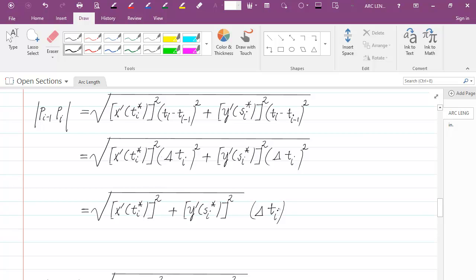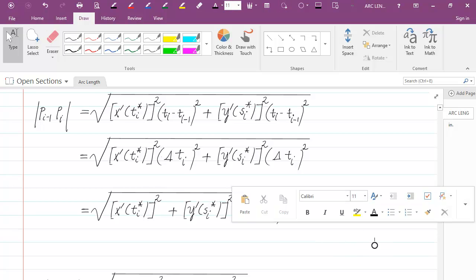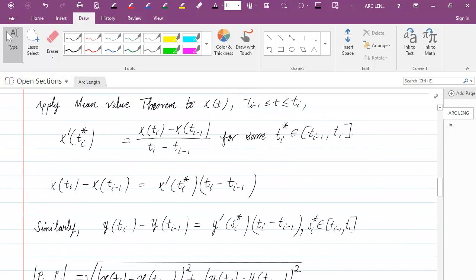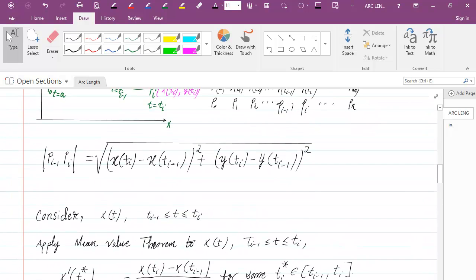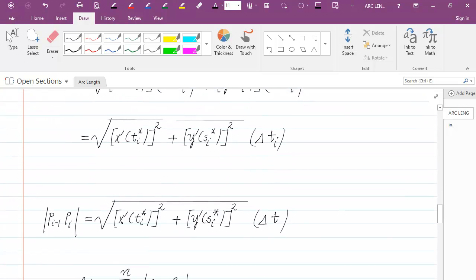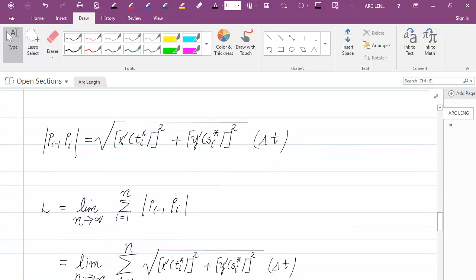Okay, so then we got this. Recall that in the last video, this is the expression that we got for the length of the line segment from p_{i-1} to p_i, and now we have obtained the following expression for the length of this line segment.